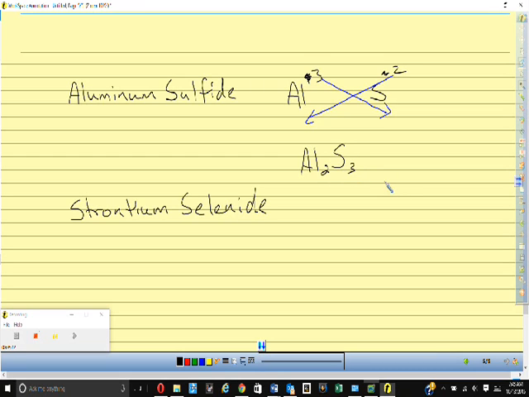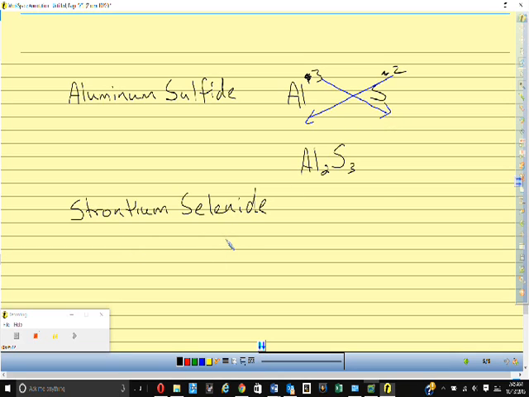We end up with Al2S3. In other words, to neutralize each other, it takes 2 of the aluminums with the +3, and it takes 3 of the sulfides with the -2 in order to neutralize the charges, because that's what happens with these things. They pair up in a way so that their charges neutralize each other.